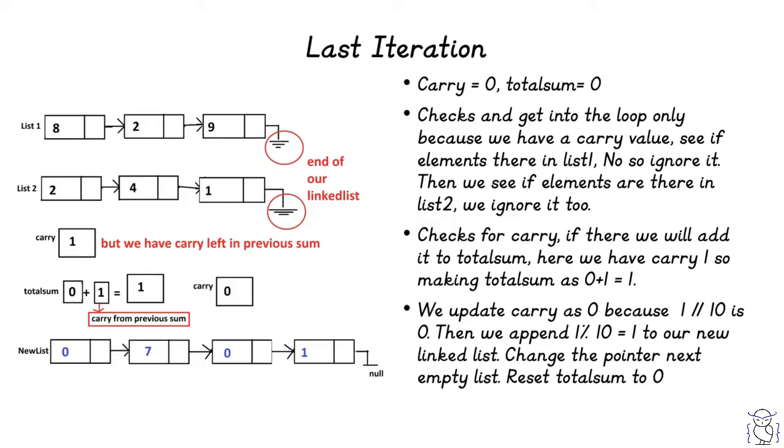Since there is not, we will ignore the if statement and move on to the next statement, that is add carry to our total sum, making it as 1, and update our carry, which is now 0, and then we will append our total sum to our result linked list as 1, which gives our last and final linked list result as 0701.